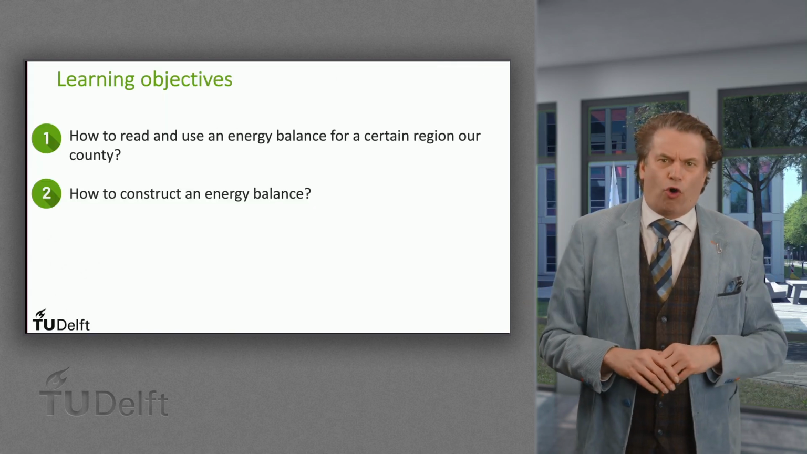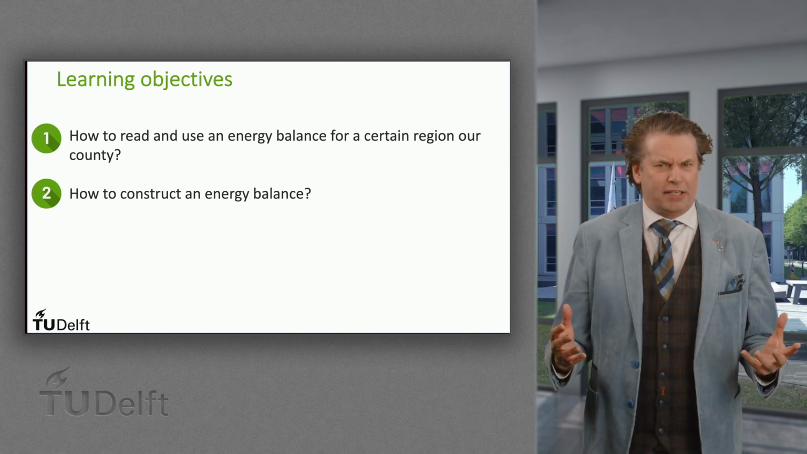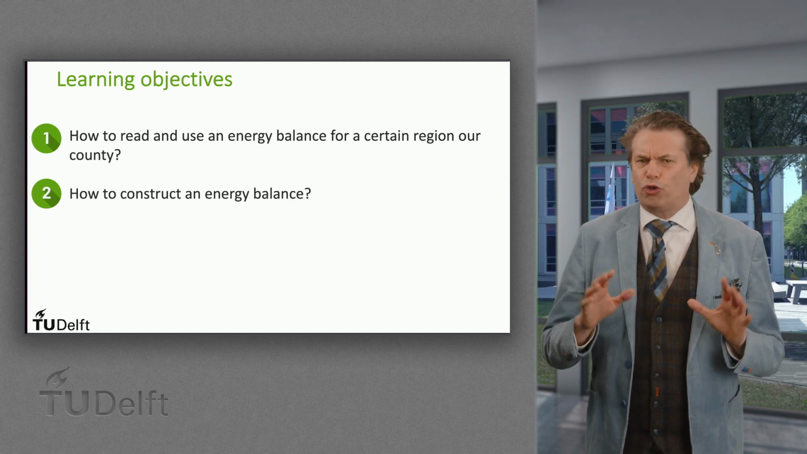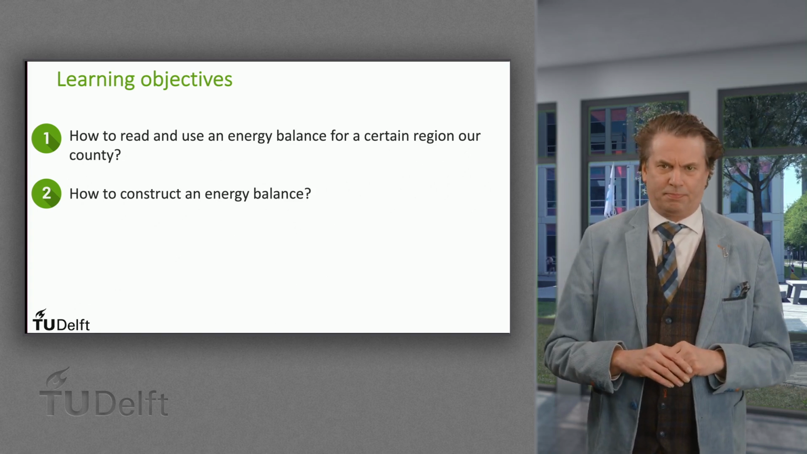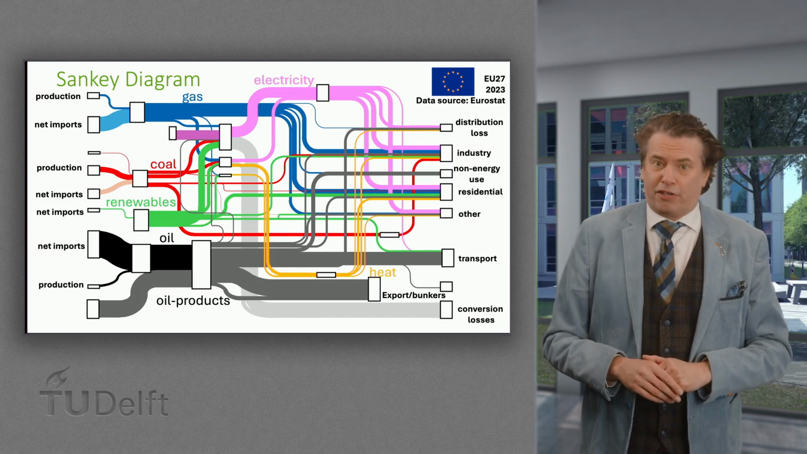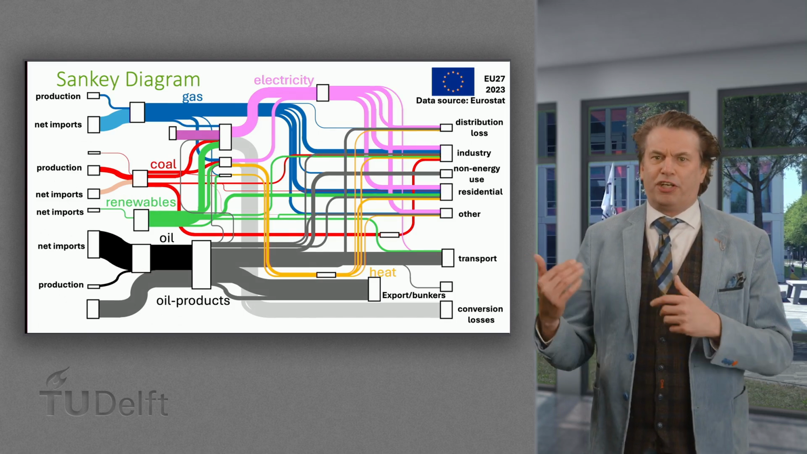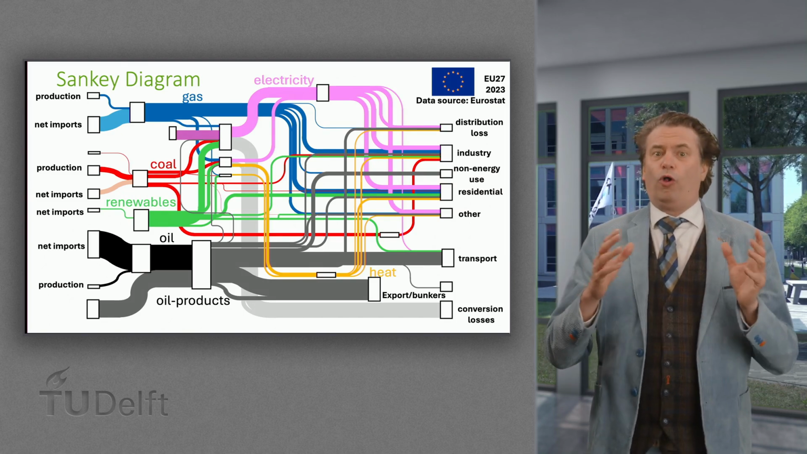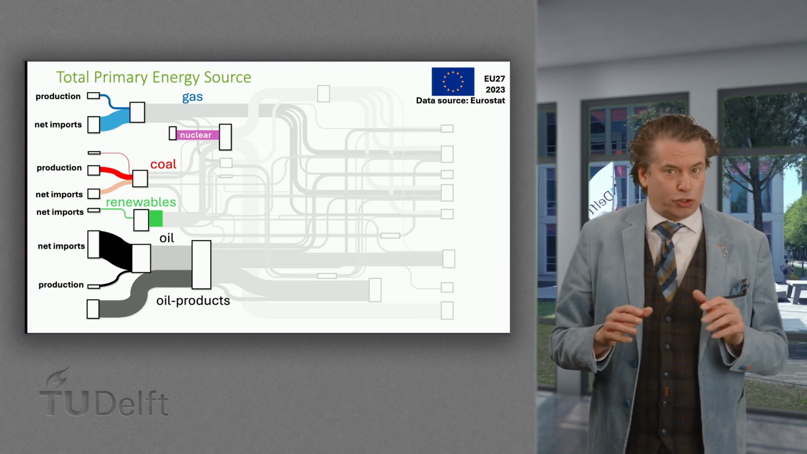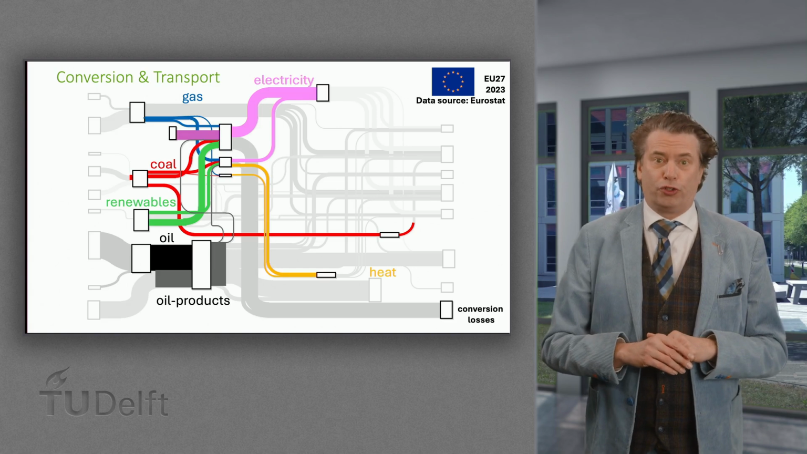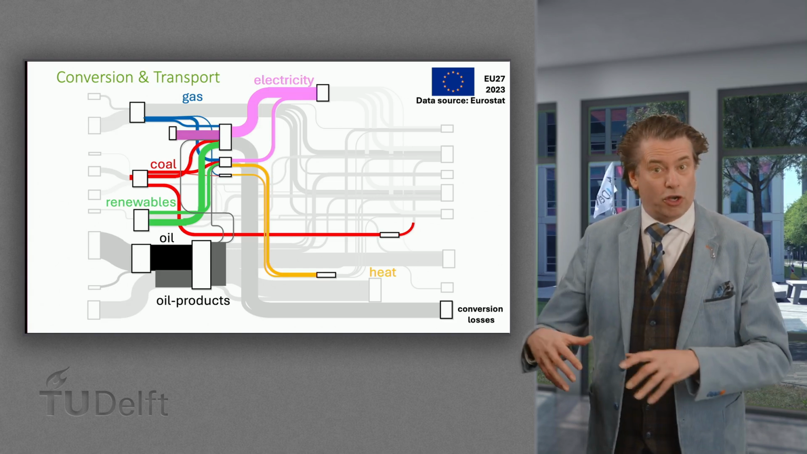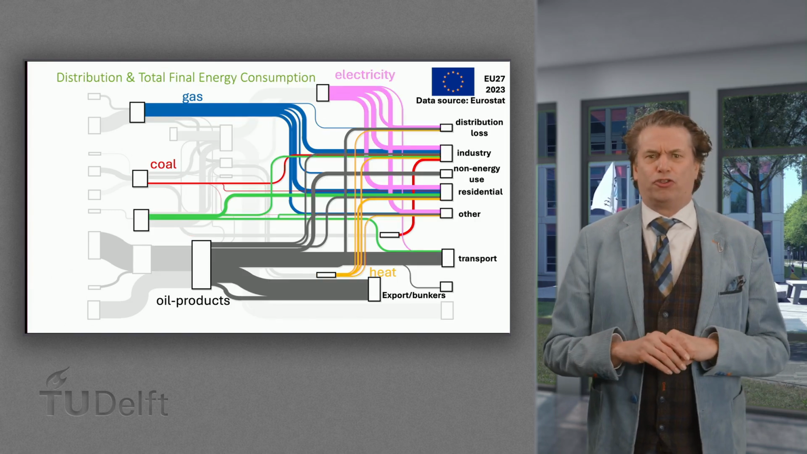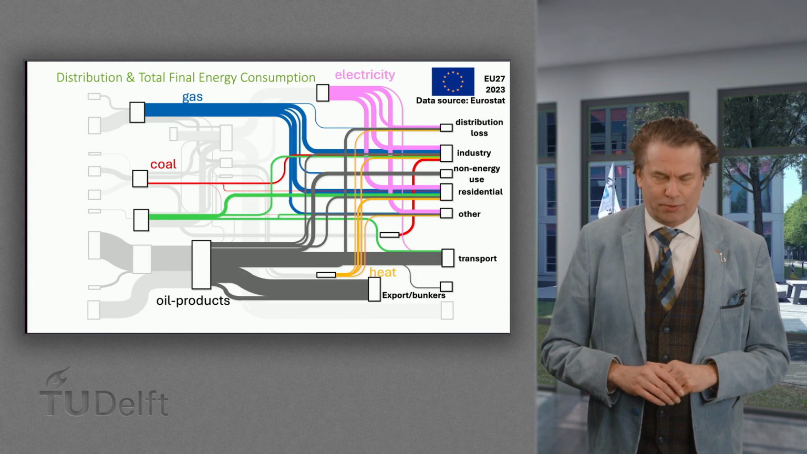The learning objectives of this section are to learn how to read and use an energy balance for a certain region or country and how to construct such an energy balance. As discussed in the previous video lectures, the Sankey diagram of the energy system of the European Union includes all total primary energy sources available, the conversion of a primary energy carrier into a secondary energy carrier, and the distribution of the total final consumption in the different sectors.